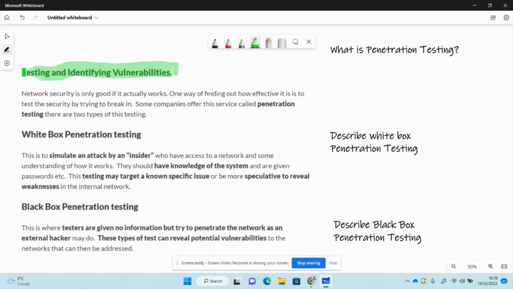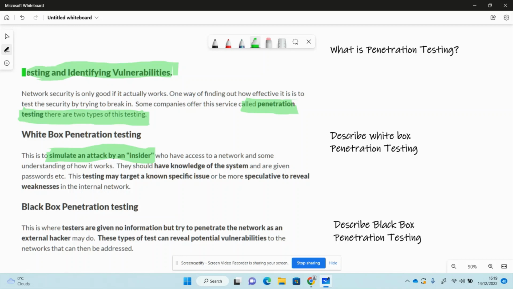hire someone, a company maybe, to try and break into the system. Some companies offer that service. It's called penetration testing. They're trying to penetrate the network, to get inside the network from outside. There are two types of that. One of them is simulating an attack by an insider. It's what we might call white box penetration testing.